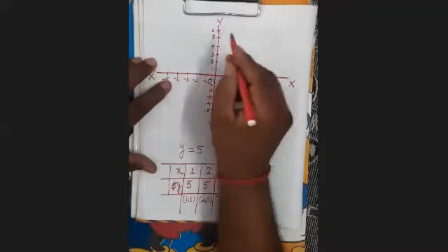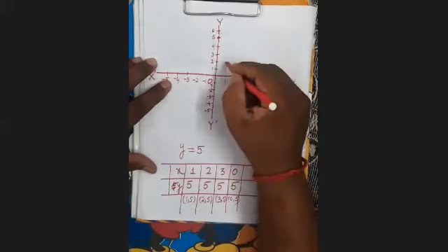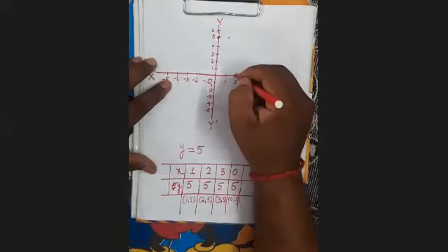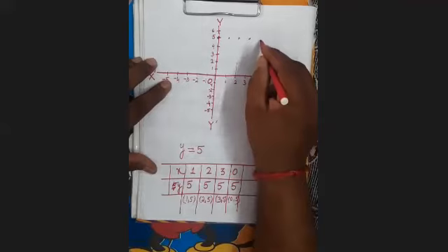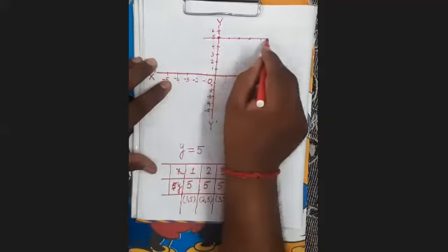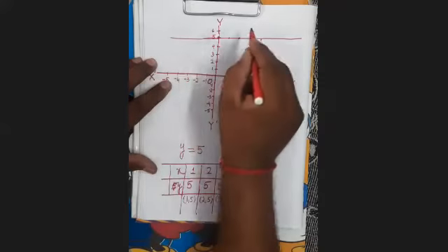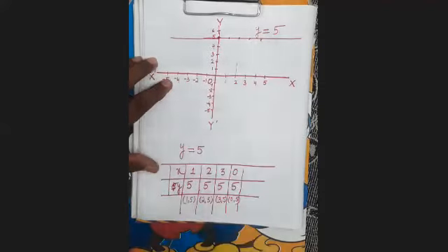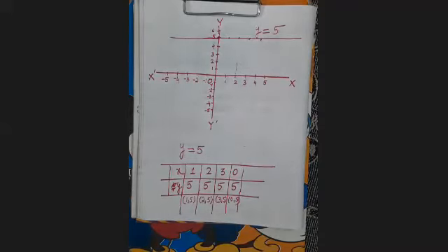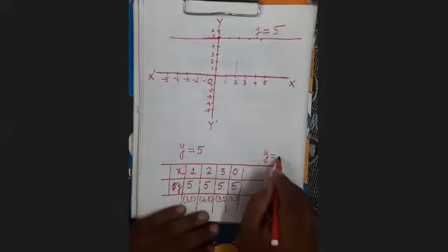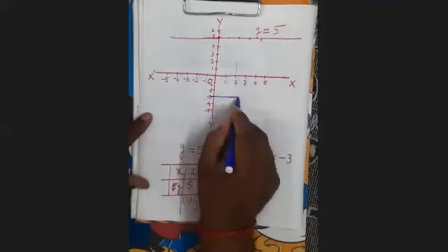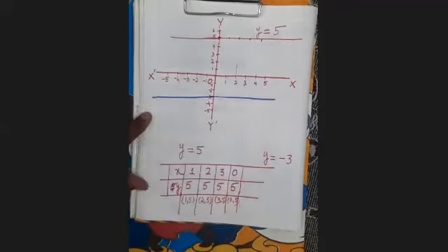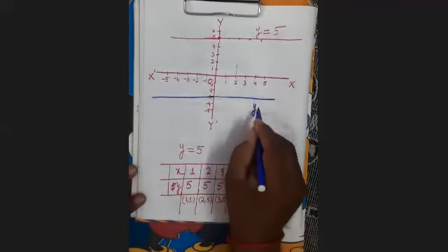So where is 0, 5? It is this point. 1, 5 will be this. 2, 5 will be this. 3, 5 will be this. 4, 5 will be this. See here, what will the graph be? The graph will be this. This is the graph of y equals 5. Is it clear? Yes, sir. Now suppose you have to plot the graph of y equals -3. It will be this, the graph of y equals -3.